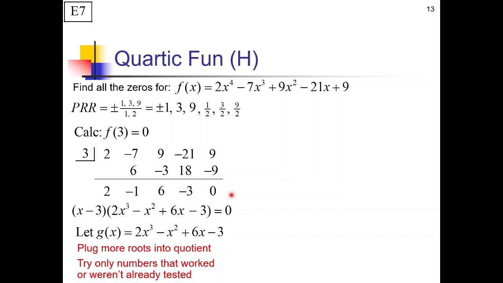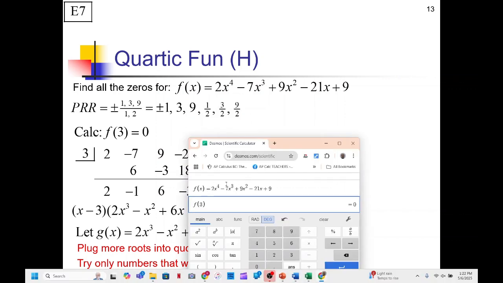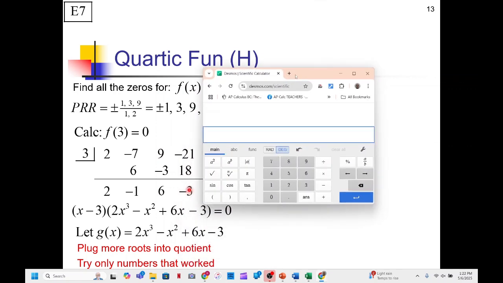So let's go to Desmos. Here's the f function that I had before. I'm going to clear all of that out. I do not want to try things again in that function. I want to try things in the g function now. And the reason I'm being really precise about this and not just being lazy and reusing the f function is if I try a duplicate root, I'm not going to see whether it still works in the quotient if I just plug it into the original function.